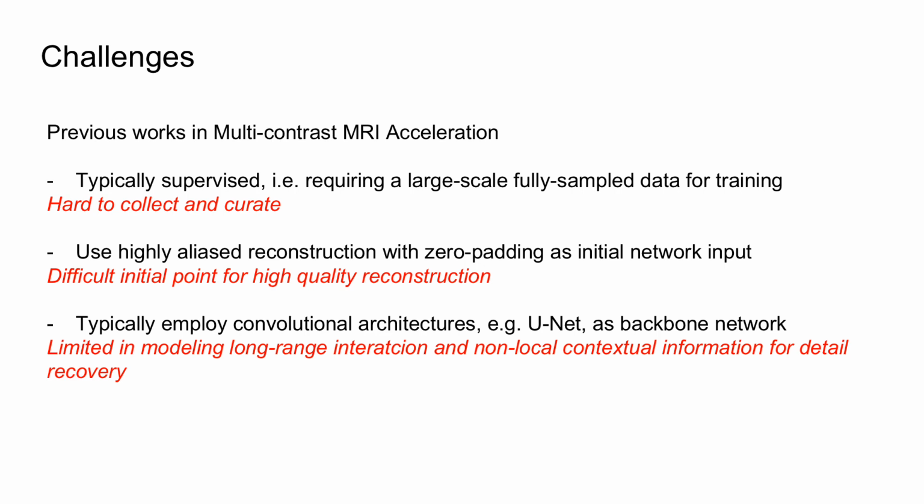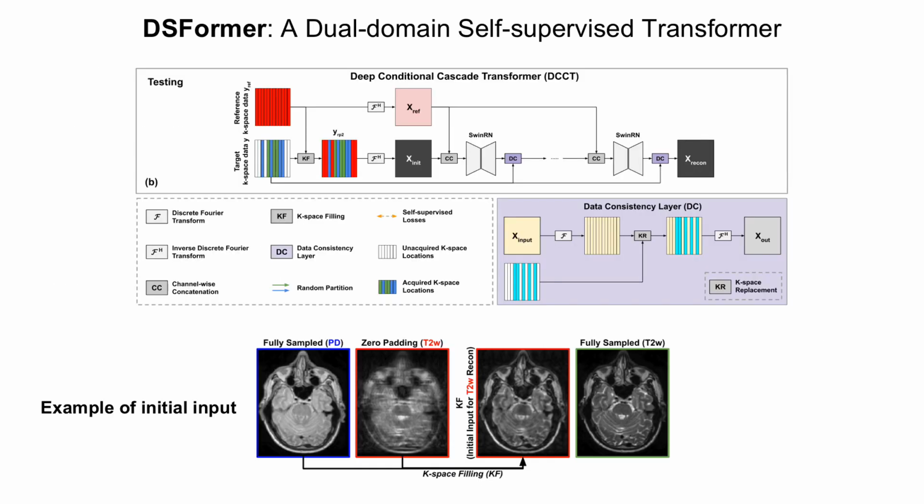However, those works are typically supervised, requiring large-scale fully sampled data for training, which is hard to collect, and they usually use highly aliased zero-padded reconstruction as the initial network input, which sets a suboptimal initial point for network reconstruction. Moreover, they typically employ convolution architectures such as UNet as the backbone network, which cannot model long-range and non-local contextual information for high-fidelity detail recovery. To this end, we propose a dual-domain self-supervised transformer to address these challenges.